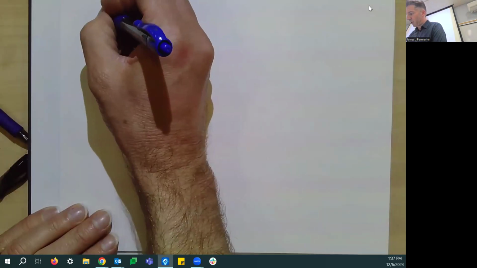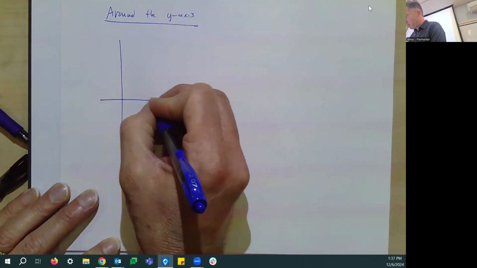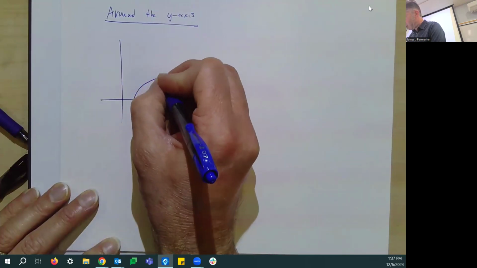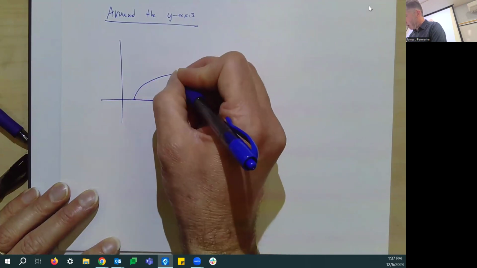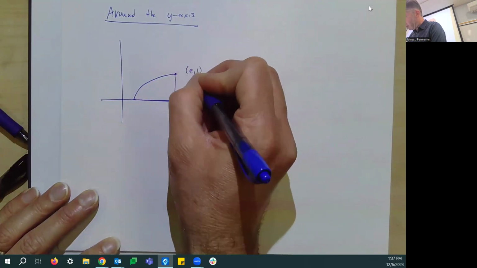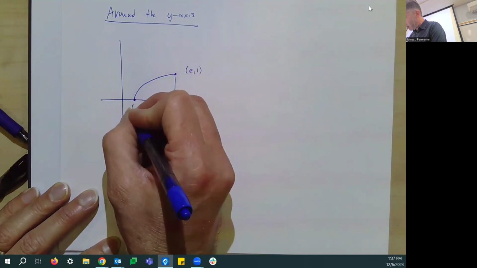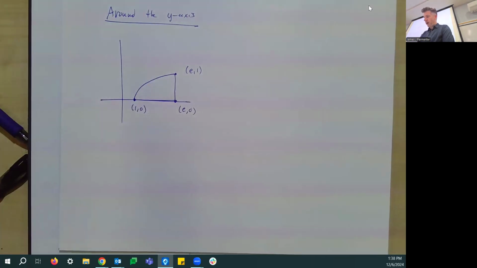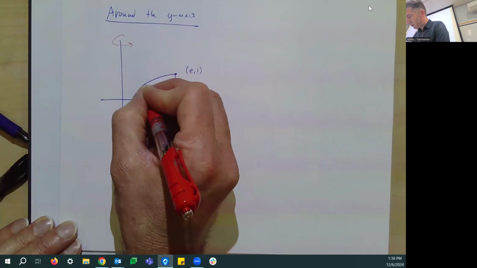Around the other axis, same picture. So now around the y-axis. Same picture. I'm just going to draw the region here. And again, my picture might not be great, that's fine. So here we've got our point e comma 1. Here's e comma 0. Here's 1 comma 0. But now we're going around the y-axis, so we better use a horizontal strip.